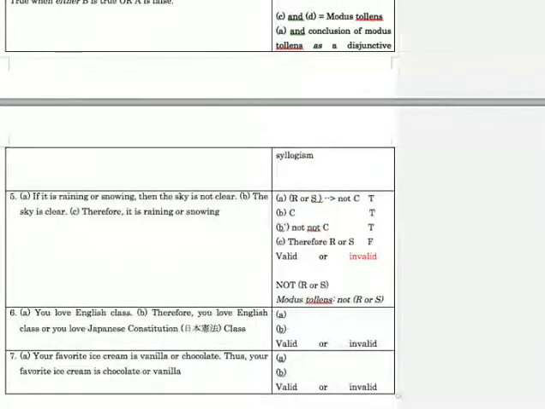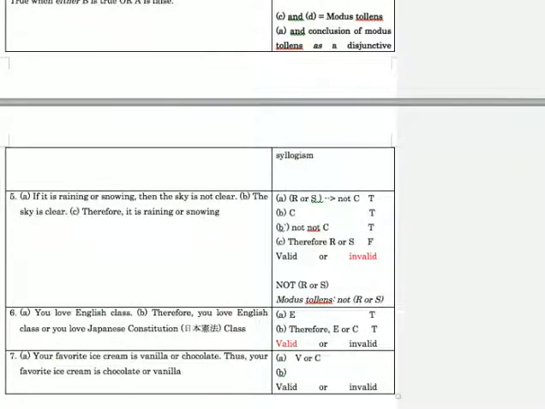So the next one is really easy. Premise, English, you love it. Conclusion. Therefore, you love English or the Constitution class. So again, if we set our premise to true, that means E is true. And if E is true, then E or C is also true. So this argument is valid.